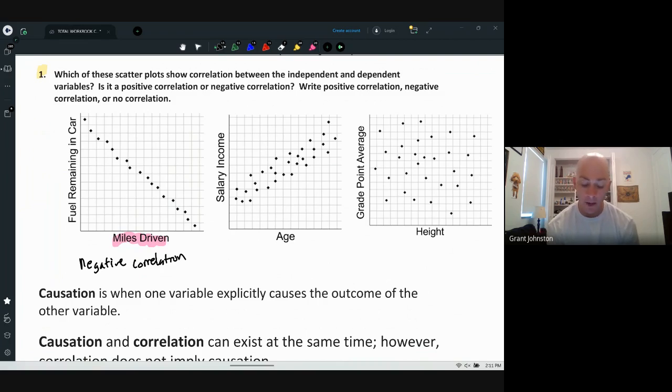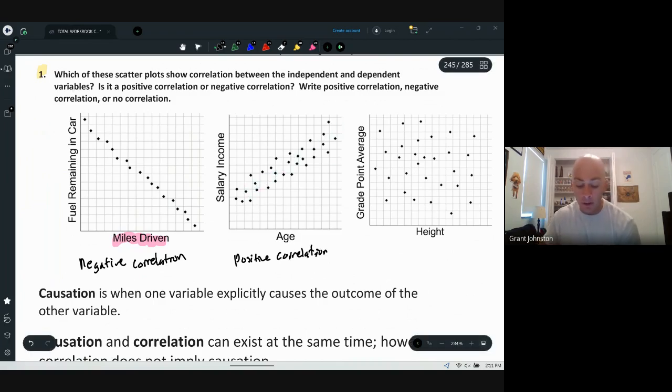On the second one, we have age and salary income. And as age goes up, salary income goes up. So I'm going to say this is a positive correlation. Now, it's not as strong, like the dots are a little more spread out, right? But there's a positive correlation there. I'm not saying it's not as strong as the car example to the left.